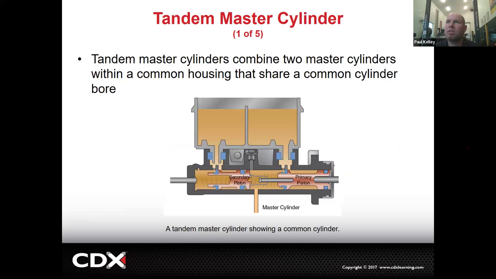Now, let's jump into the tandem. We're going to spend more time on the tandem because the tandem is what all the cars have. But first, I'll explain why we have it. So let's just say we have a 1966 something car that has a single chamber master cylinder.